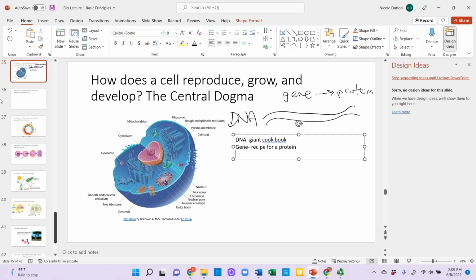So now we're talking about the fact that we can't just take the giant cookbook out of our cabinet. We have to make a copy of the recipe. And that's where the central dogma comes into play. Transcription. Transcription is the process of making a copy of a gene.